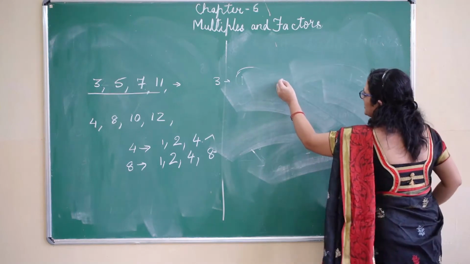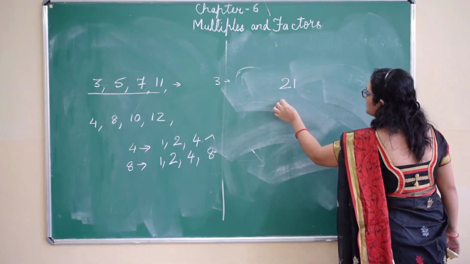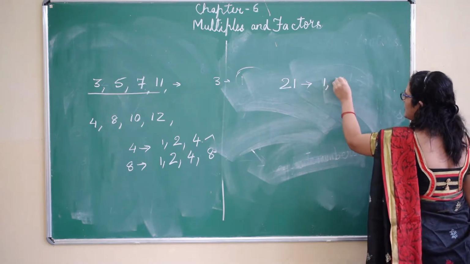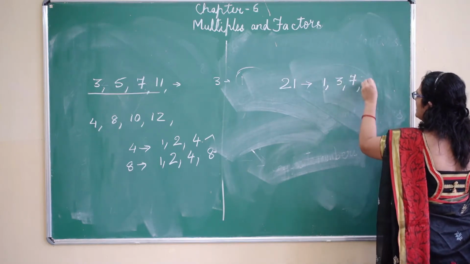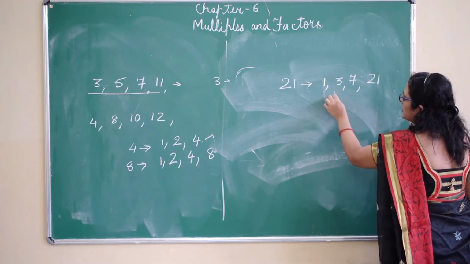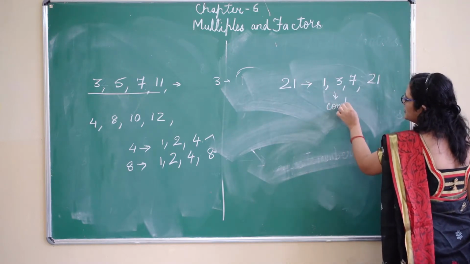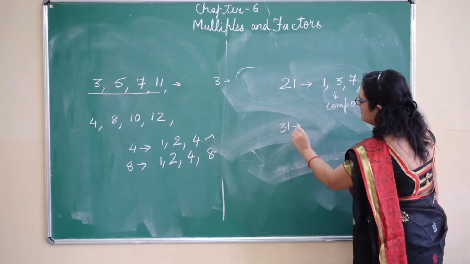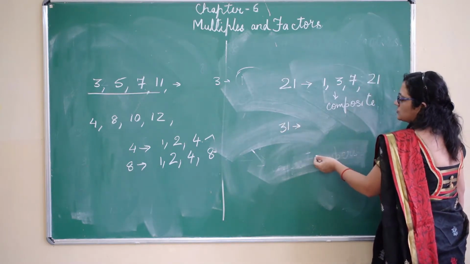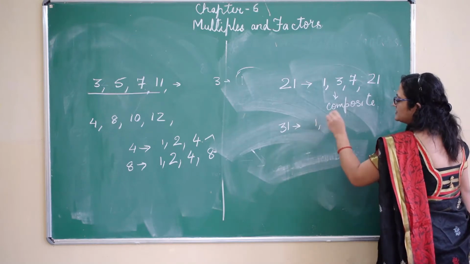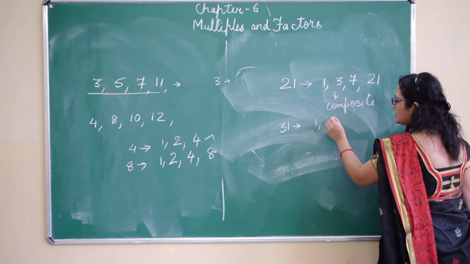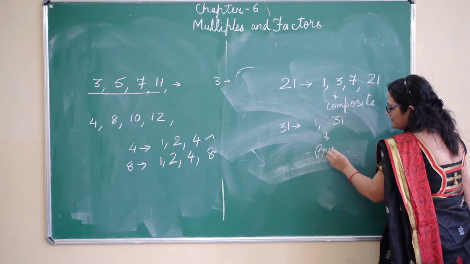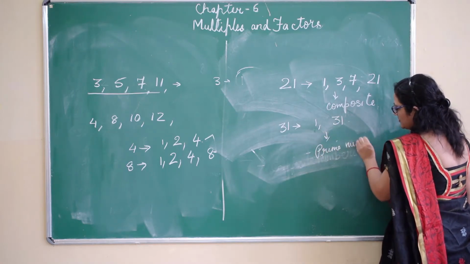If I ask you, is 21 a prime number or a composite number? What will you say? It comes in the table of 1, 3, 7 and itself. So this number is a composite number. But if I ask, what is 31? Is it a prime number or a composite number? It doesn't come in any table, it only comes in the table of 1 and 31. So it is a prime number. Okay students.